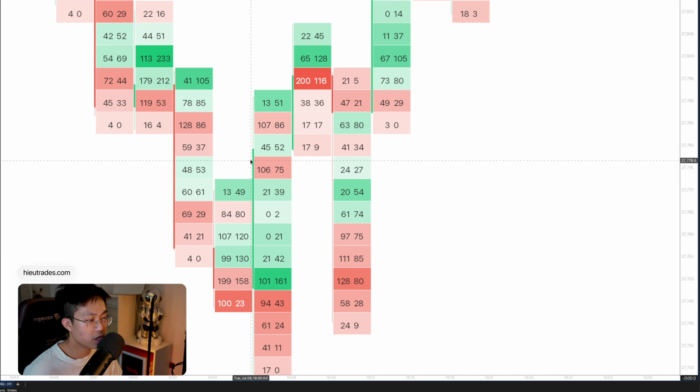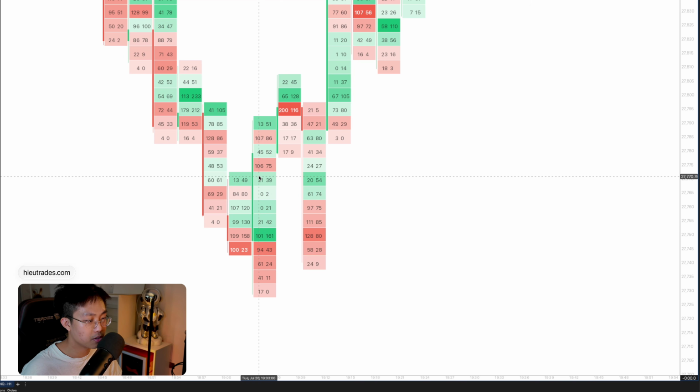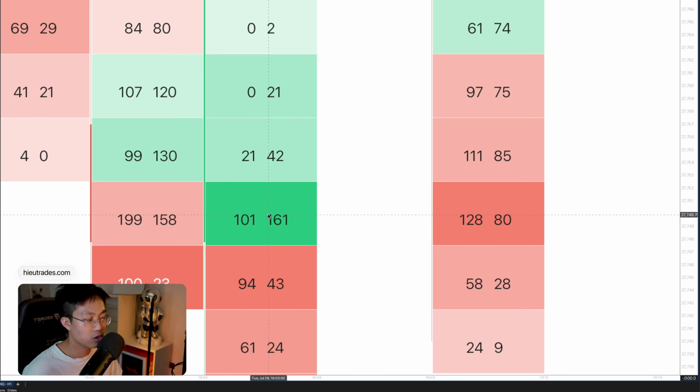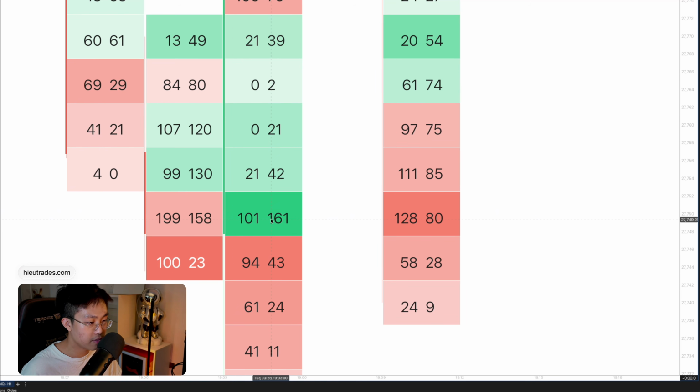So with the footprint chart, specifically, this is the delta cluster. It shows you how many aggressive players are in control, how many aggressive players either hit the ask or hit the bid. If you look over here, 101 aggressive sellers hit the bid, 161 aggressive buyers hit the ask. There are 60 more buying contracts than selling contracts. So the delta is positive, and this level is highlighted in green to represent that.